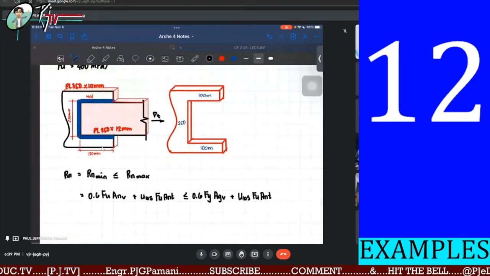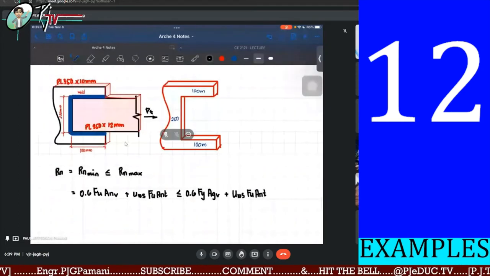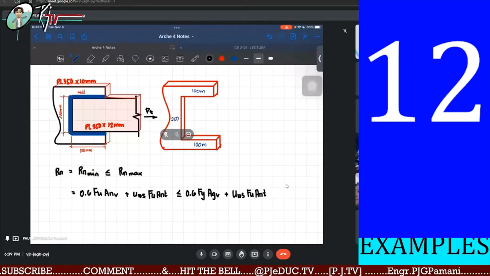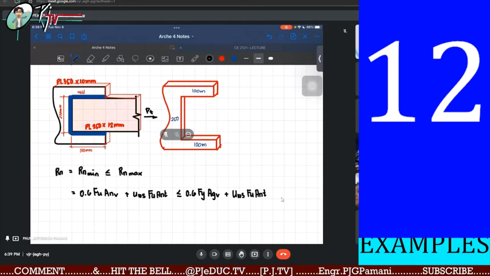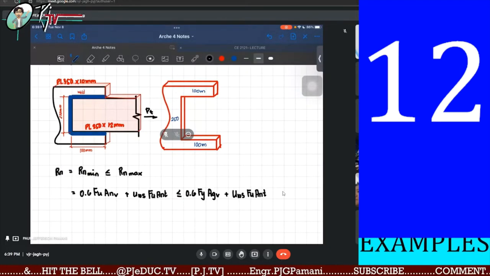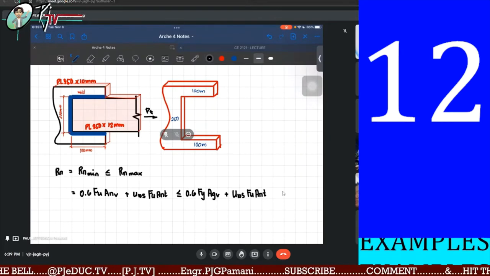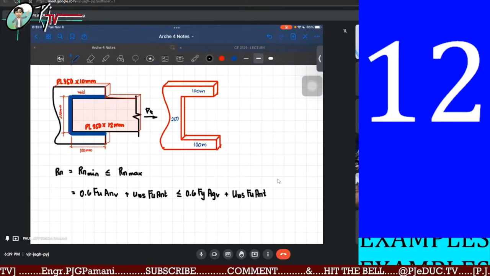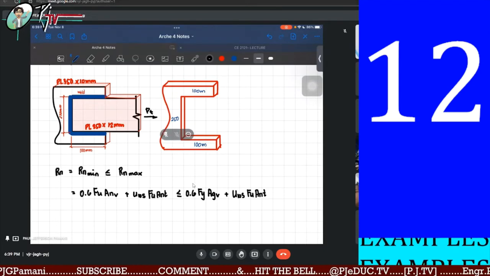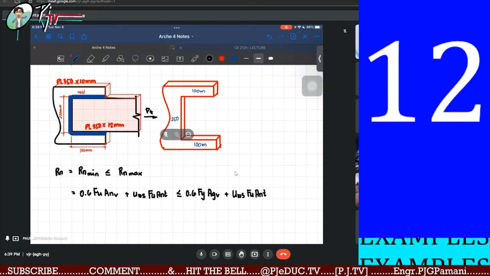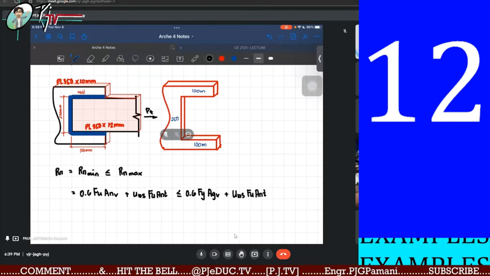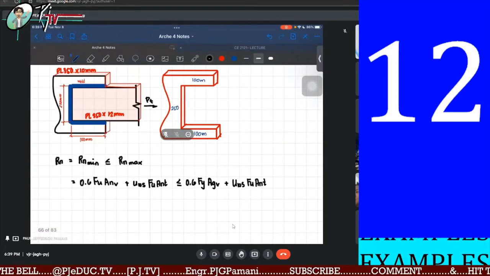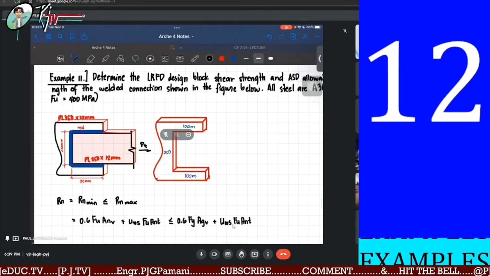Tama ba? Tama? Tama. Right? Yan ba? Tama? Baka nagkamali ako ng sinulat. Tama po, sir.